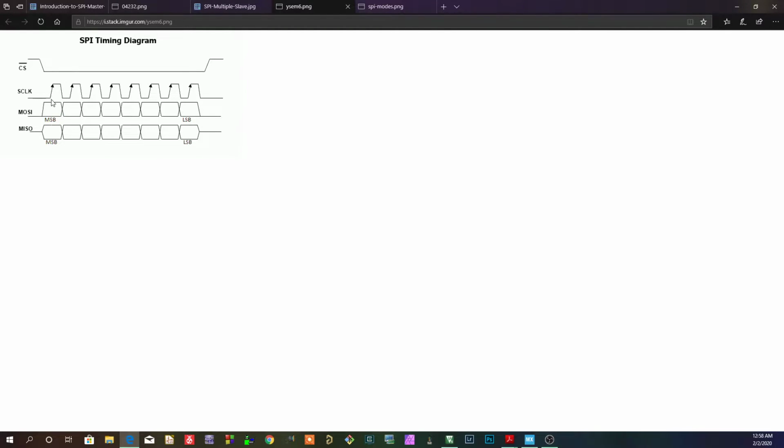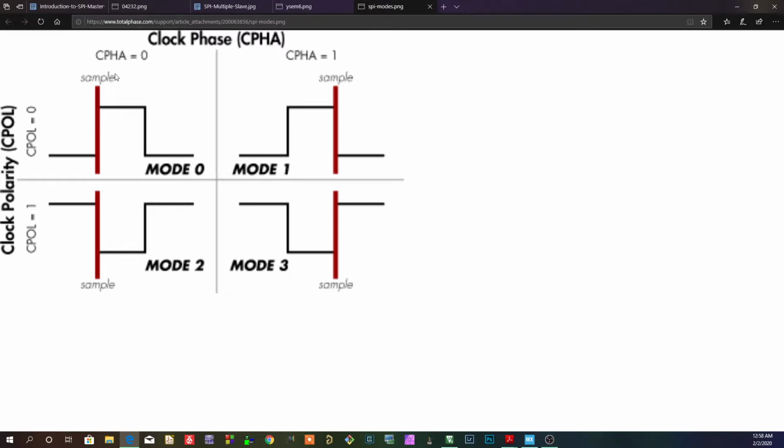So you want your sample to always fall right in the middle of the high or low time of your actual data. So in this case, as you can see here, this clock edge is rising, and it's right in the middle of the data. So this is when it's sampling the data. So that mode is phase 0, polarity 0. Now again, phase 1 would sample the data on the falling edge.